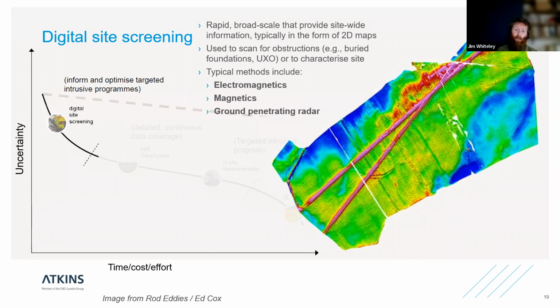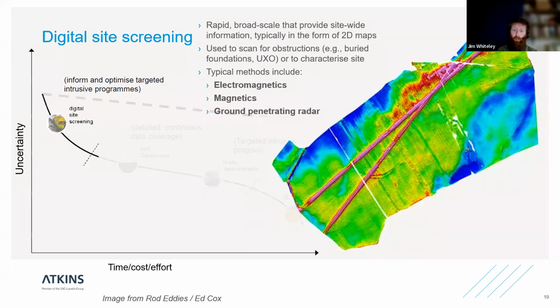Electromagnetics rely on the transmission of an electromagnetic field and then receiving the electromagnetic current from the ground in the same instrument. It gives us an idea of the ground conductivity. Conductivity is the inverse of resistivity. And really what we're looking for there are changes in the saturation of the ground, so the moisture content. Where we have more moisture or where the ground is more saturated, we tend to see lower resistivities and higher conductivities. Conversely, where we've got more granular material, bigger pore spaces, perhaps air-filled, we tend to see higher resistivities or lower conductivities.